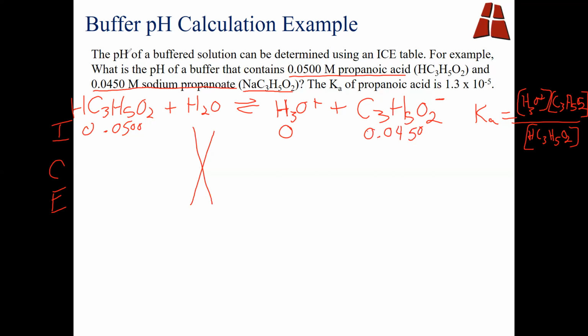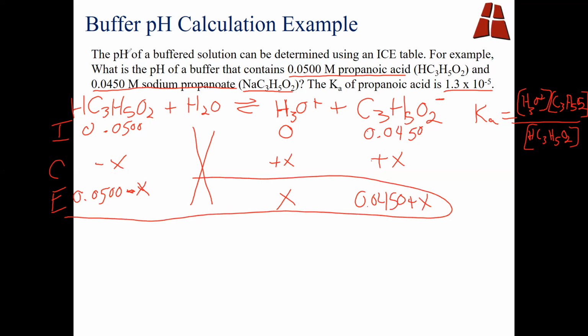Then, because we have a 1-to-1 ratio, we could find Q, but we know that K is very small, and so we know that our change is we're going to lose some of our reactant and we're going to gain some of our product. And then if we combine our terms, we have 0.0500 minus x, right? Minus there. And then we have x, and we have 0.0450 plus x.